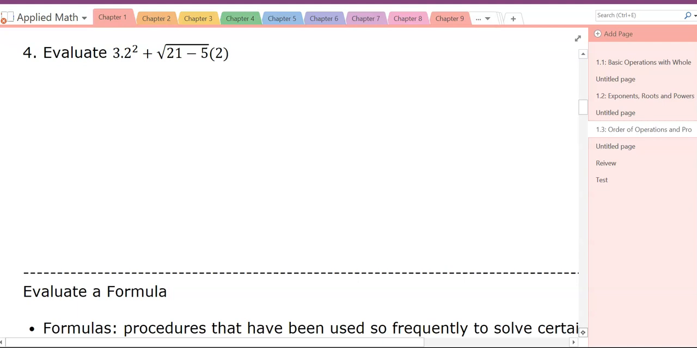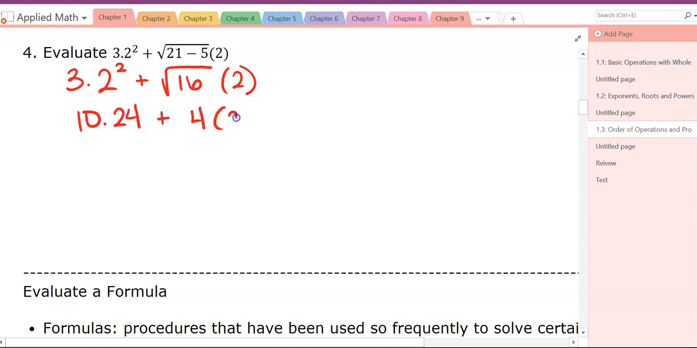So the first thing that we're going to want to do here is take care of underneath the square root. So we have this 3.2 squared, and 21 minus 5 is going to be 16. And then we have times 2 on the outside. 3.2 squared is going to be 10.24 plus 4 times 2. So we're going to have 10.24 plus 8. So our answer is going to be 18.24.